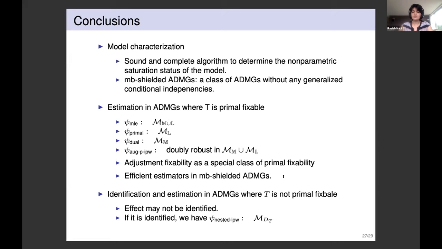And for the classes of ADMGs where the treatment is not primal fixable, the effect may not be identified, but if it is identified, we propose the nested IPW estimator that uses the models in the district of the treatment basically to construct the estimator.